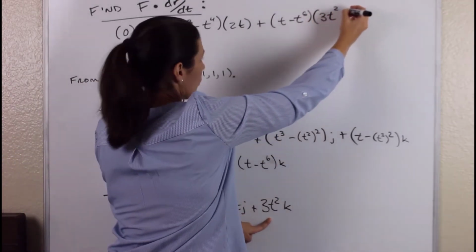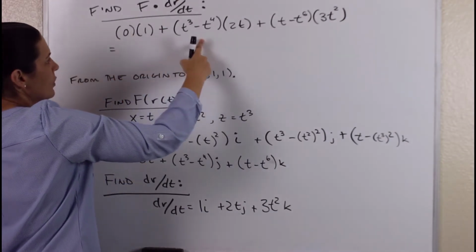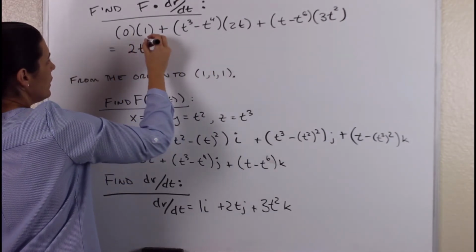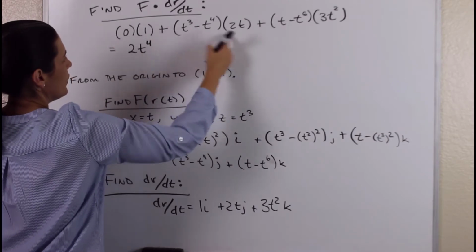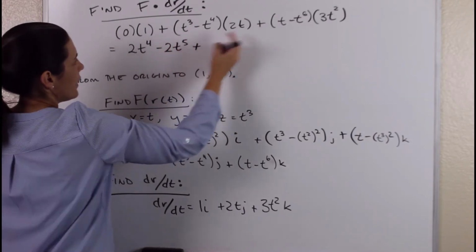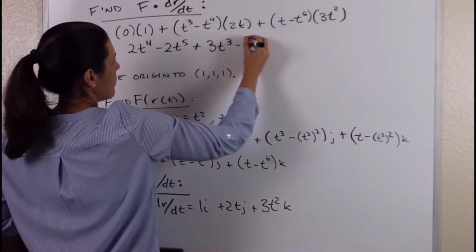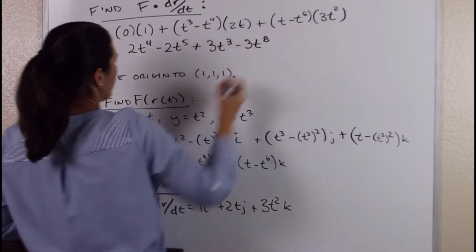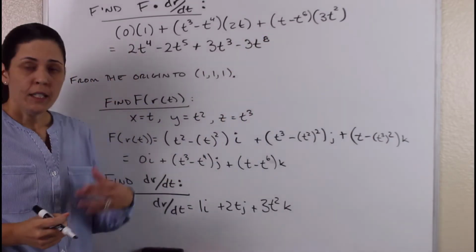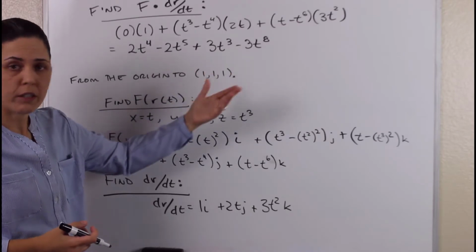Okay, let's make this look better. 0, this becomes 2t to the 4th, I'm just distributing right here, minus 2t to the 5th, and then back here, distribute also, plus 3t cubed minus 3t to the 8th. Okay, so this is going to be our integrand when we evaluate our work integral.